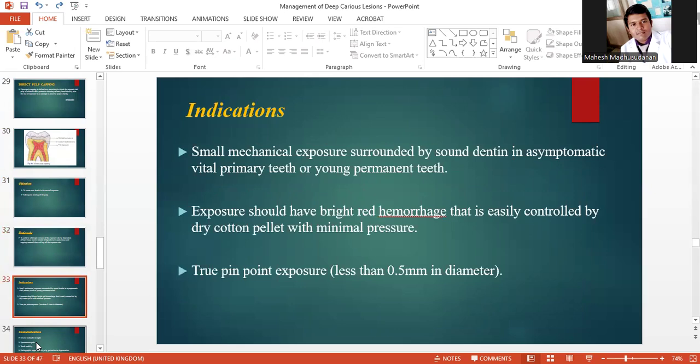And indications include small mechanical exposure surrounded by sound dentin in asymptomatic vital primary teeth or young permanent teeth. Exposure should have bright red hemorrhage that is easily controlled by a dry cotton pellet with minimal pressure. And there should be a true pinpoint exposure which is less than 0.5 millimeter in diameter.